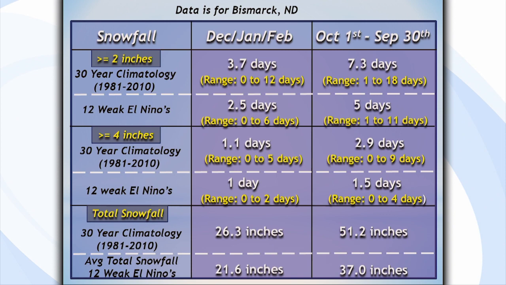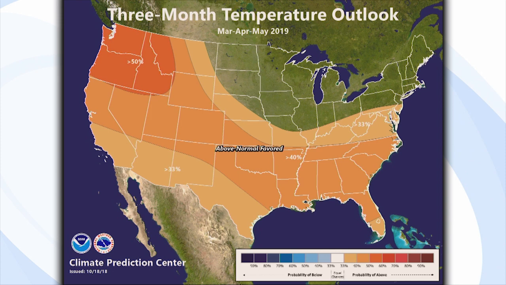Now you look at the 12 weak El Ninos, and what do you see? Much lower, 21.6 inches for the 3-month period with a yearly snowfall of 37.0 inches. So we are fairly confident that the odds are going to favor not only the winter season, December, January, and February, but also our yearly snowfall to be below average for Bismarck and probably across the state.